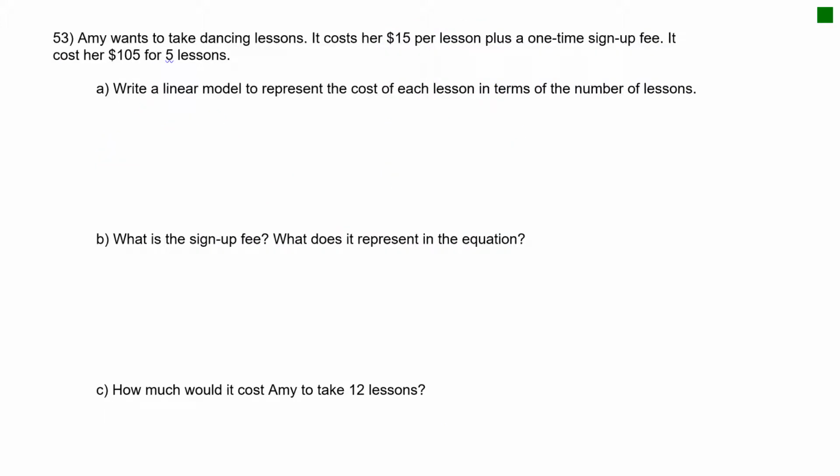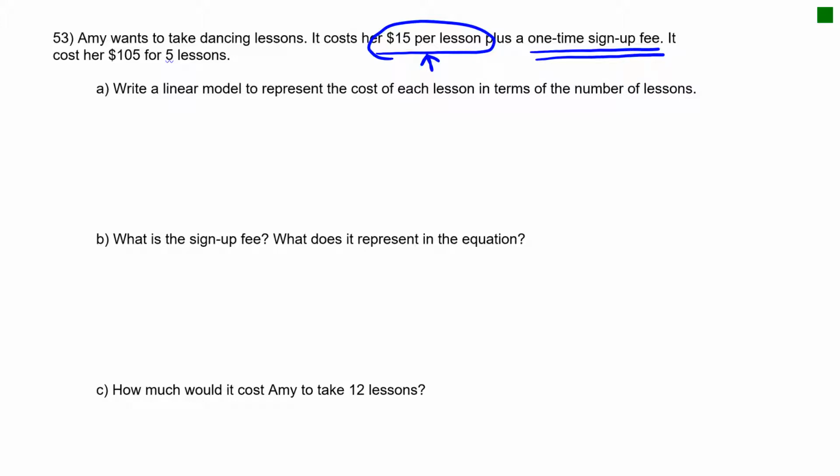All right, last page. Amy wants to take dance lessons. Oh my gosh, my kids took dance lessons forever. They're so expensive. It costs $15 per lesson plus a one-time sign-up fee.